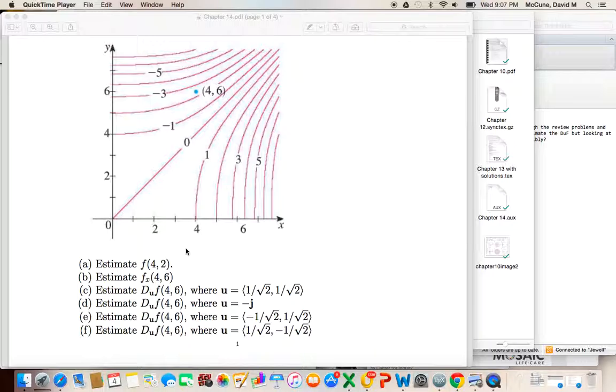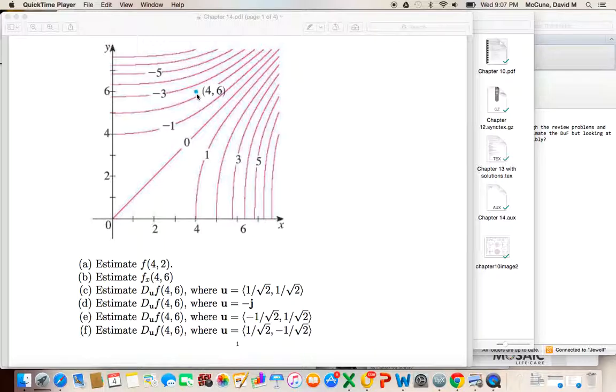Okay, so now let's move on to the derivative questions. So now we're here at 4, 6. And to be precise, we're at 4, 6, and then about a height of negative 2.5, because this contour line here is negative 2, and this contour line here is negative 3. So when you're standing right here, you are about 2.5 feet below sea level.